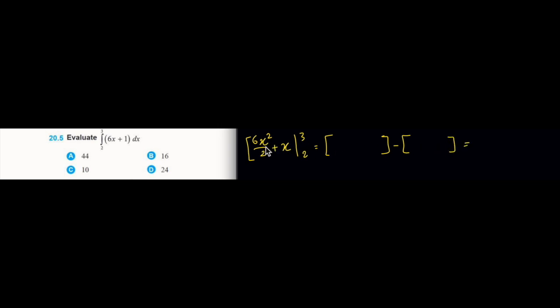Put x equals 3 at the first one, so it will be 3 squared, which is 9. 9 times 6 divided by 2 means 9 times 3, which is 27, plus x, which equals 3, minus the same. By the way, we can simplify, so it will be 3 times 4, which equals 12. 12 plus 2, which equals 14, so it will be 30 minus 14, which equals 16. So the final answer will be 16, which is B.